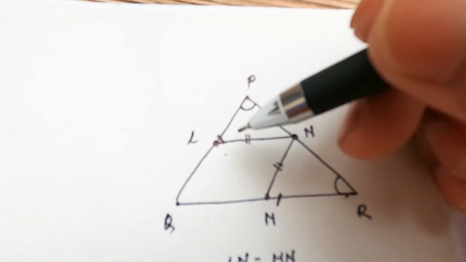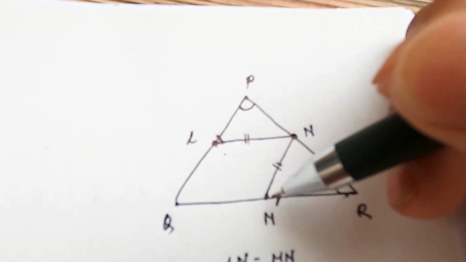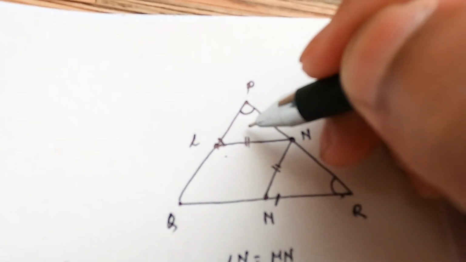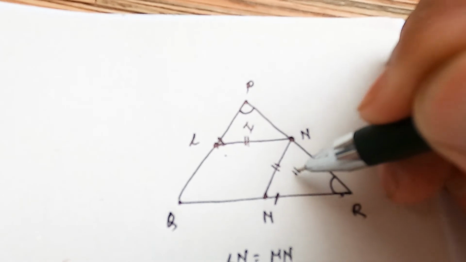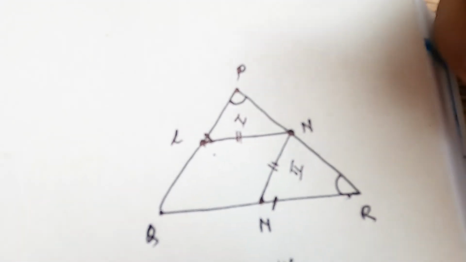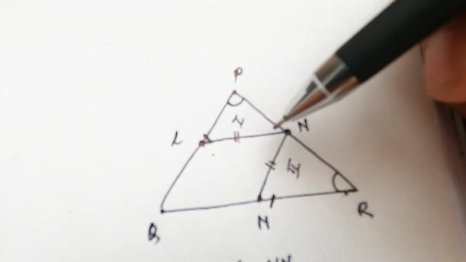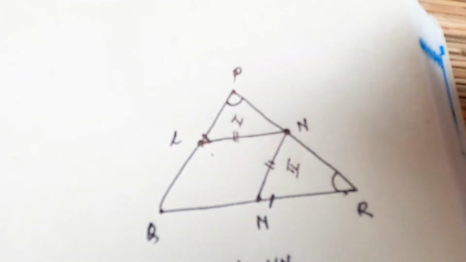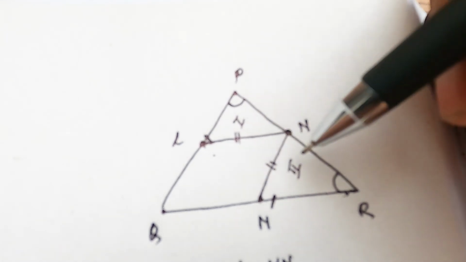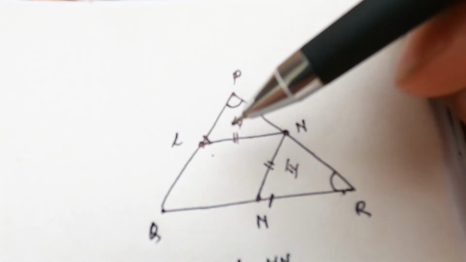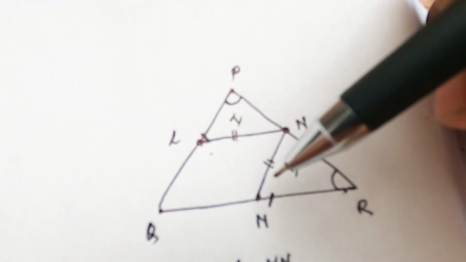We can prove that line LN is equal to line MN if we can say that triangle 1 is equal to triangle 2. If we can prove that these two triangles are congruent, then we can say that LN will be equal to NM. So how will we prove that?